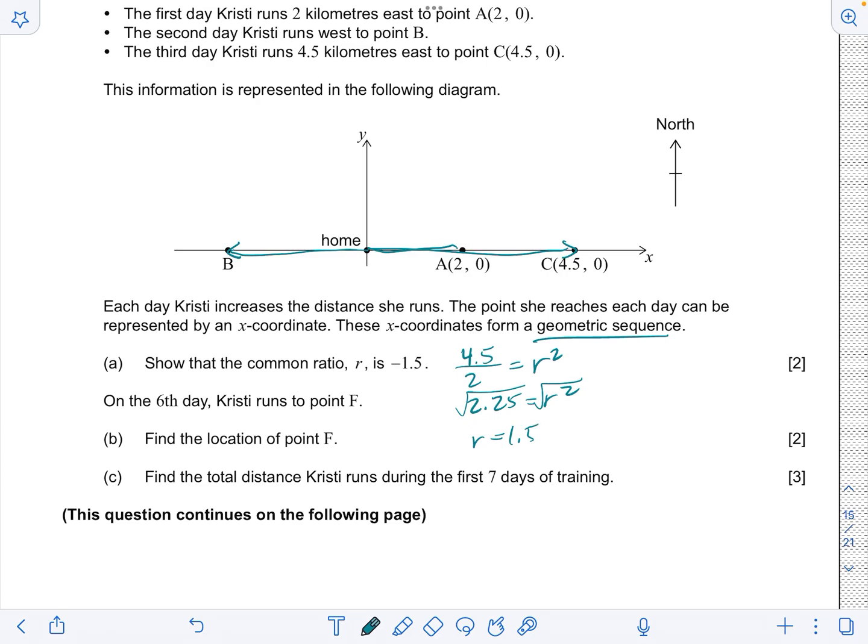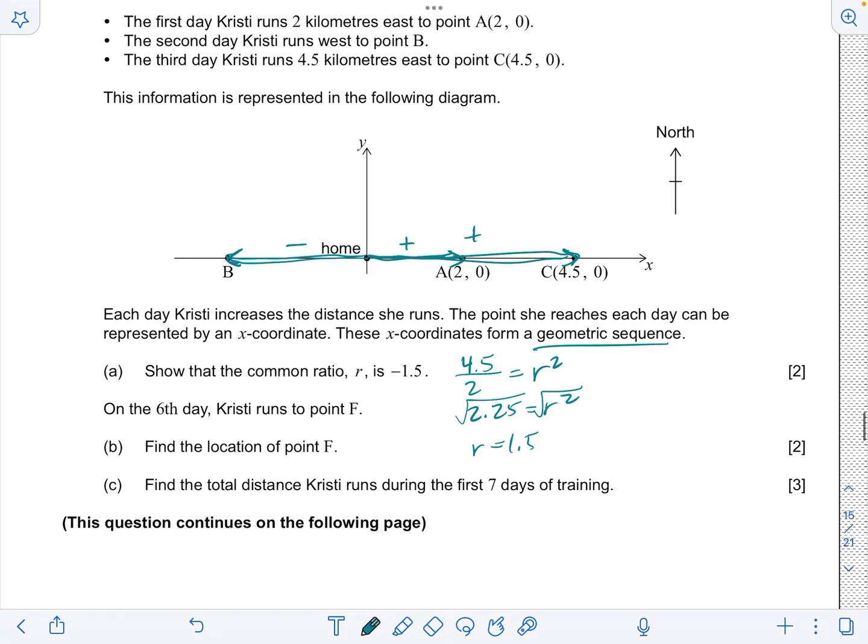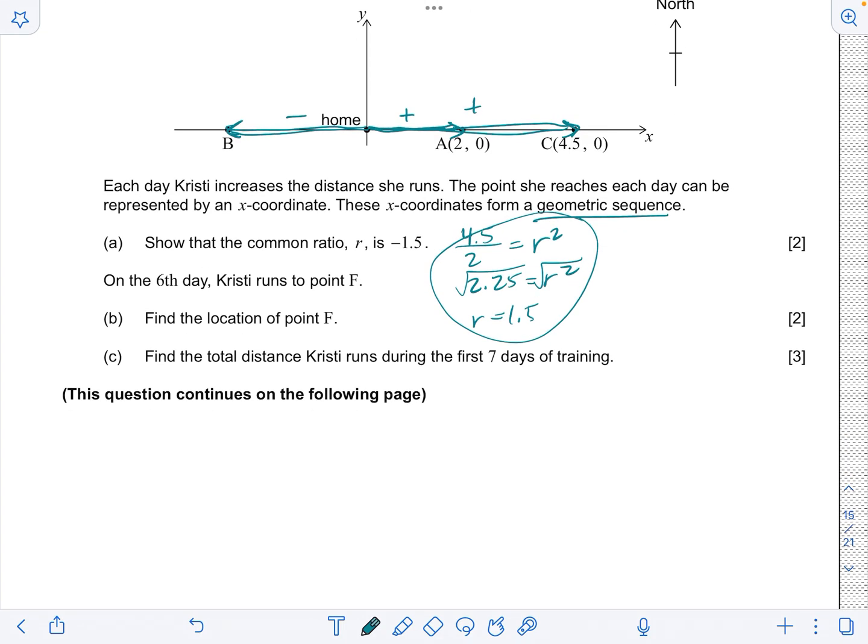Now it does say negative, and you'll notice that day 1, she ran east, which was a positive value. Day 2, she ran west, or negative. Day 3, she ran east again, so that's positive. So if the signs are changing every iteration, then we know that we have a negative R value. So I would show this part when you're showing your work, and then say because she runs in the opposite direction each day, the R is negative.